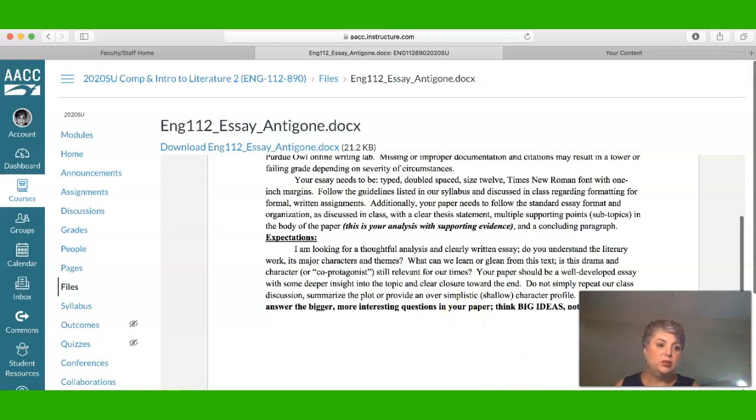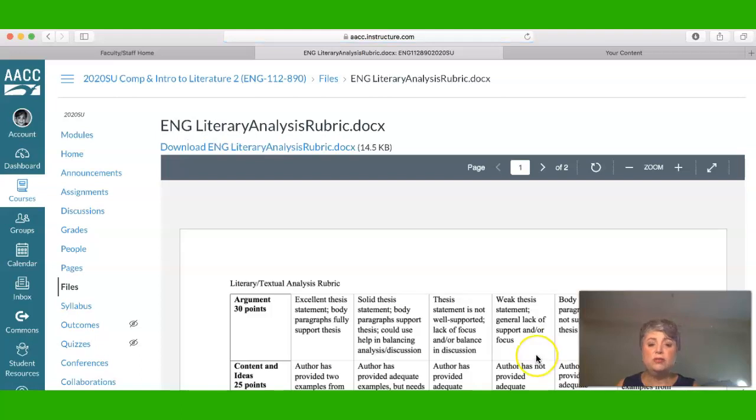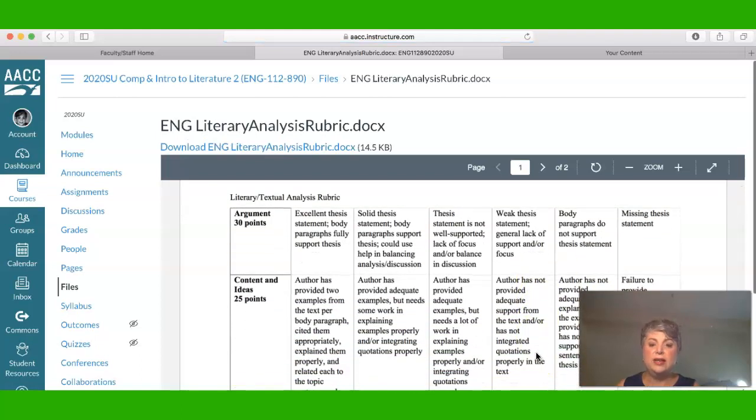Okay, so make sure you look at that on your own. Here's the rubric for assessing your first essay. Again, I'm not going to read this word for word, but I will show you the categories.